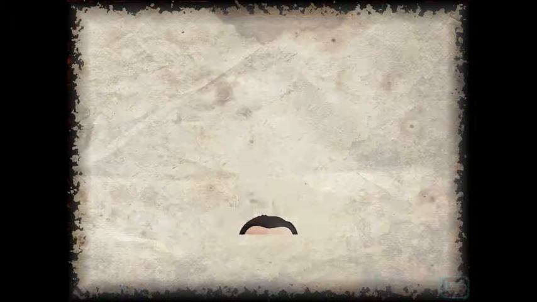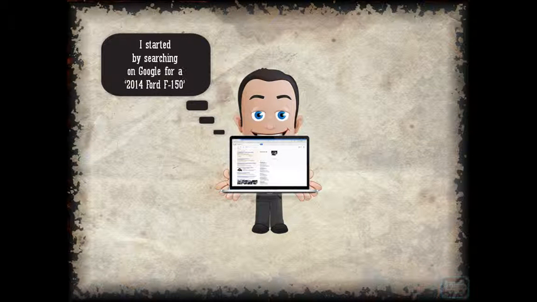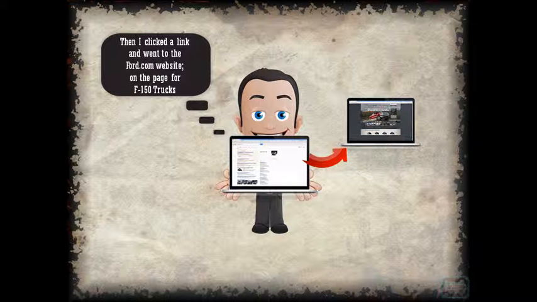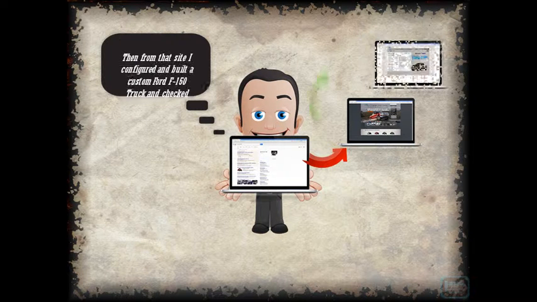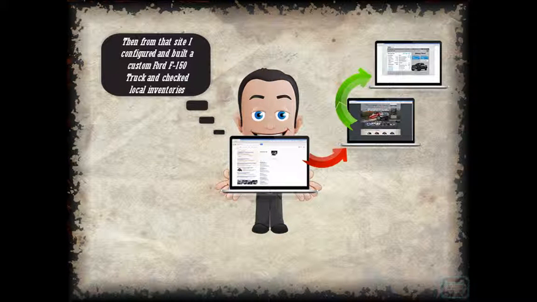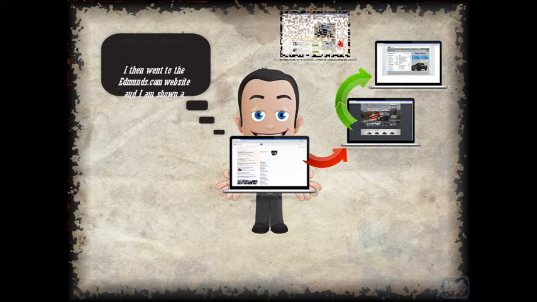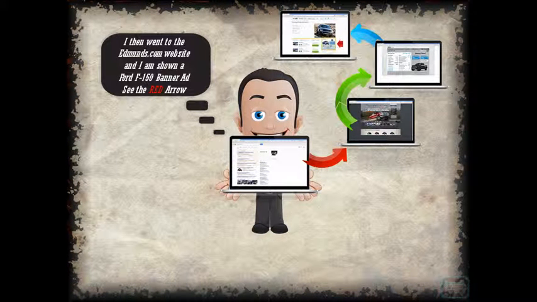Tony starts by searching Google with the search term query 2014 Ford F-150. Tony clicks on a link that takes him to the Ford.com website and on the Ford truck category page. He then clicks on a link to configure and build a Ford F-150. Then from there, Tony goes over to Edmunds.com to look at more trucks. What does he see? He sees an ad for a Ford F-150.